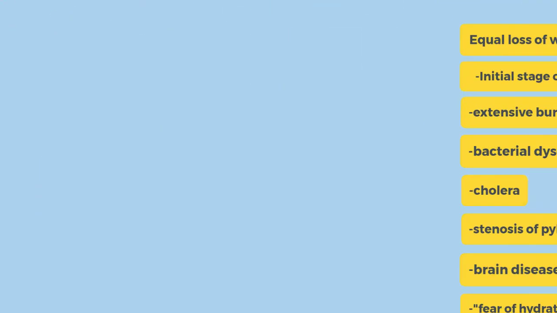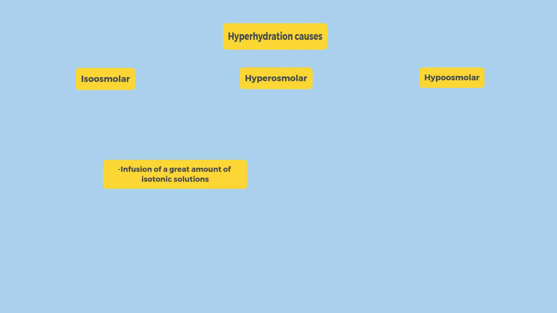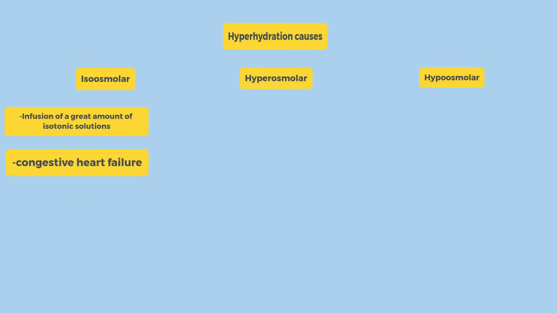Now let's talk about positive water balance, hyperhydration. Positive water balance is when a lot of water is supplied and little is excreted from the body. Causes of hyperhydration. Hyperhydration is also divided into isoosmolar, hyperosmolar, and hypoosmolar. Causes of isoosmolar hyperhydration: infusion of a great amount of isotonic solution, congestive heart failure, hypoproteinemia, chronic lymphostasis.